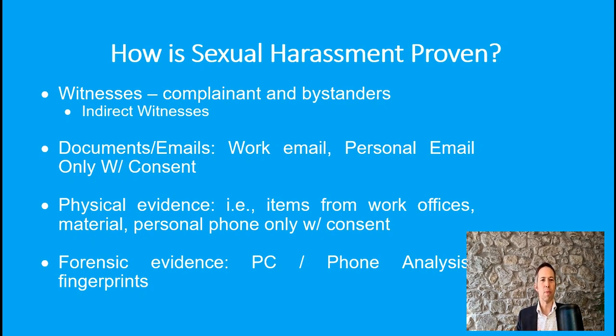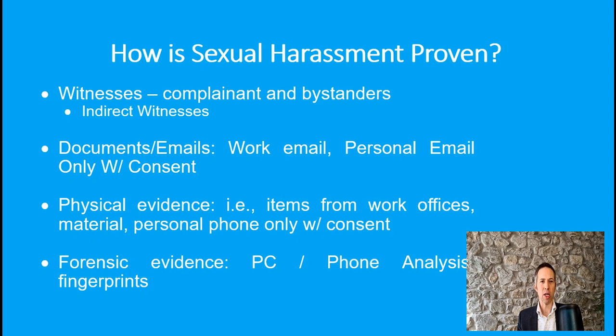There are also indirect witnesses. Indirect witnesses might be people that a complainant told about the incidents shortly after they occurred, for instance, the medical services or a close friend. Those people could say that something appeared to happen that negatively affected my colleague and left her or him in great distress. The second piece of evidence that's very important is documents or emails.